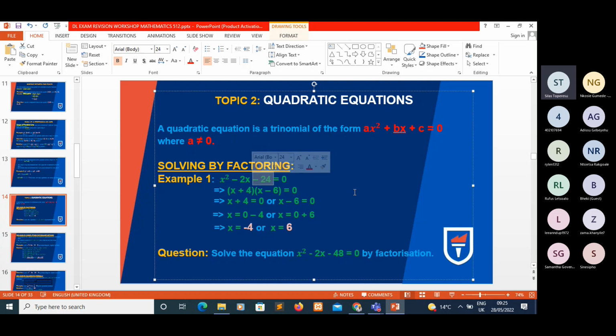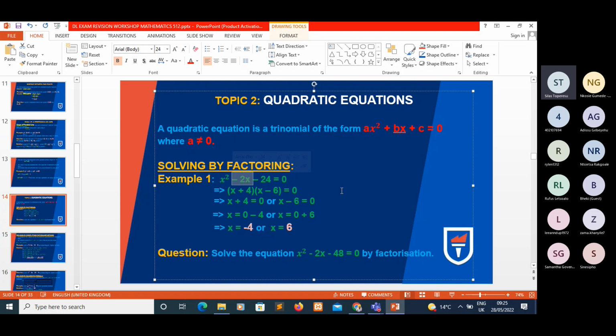So two numbers, when you multiply them, they give you minus 24. Once you get these two numbers that if you multiply them, they give you minus 24, but if you add them, they give you minus 2. That's what you have to do.